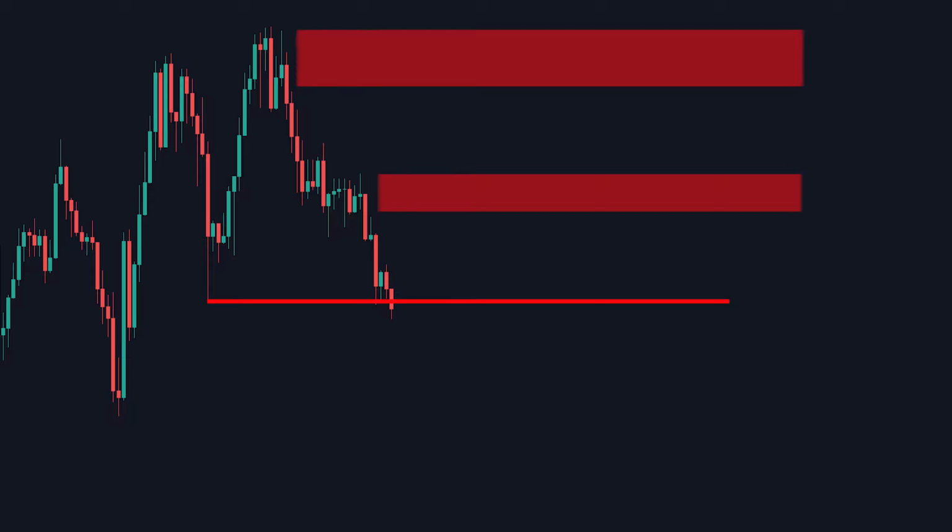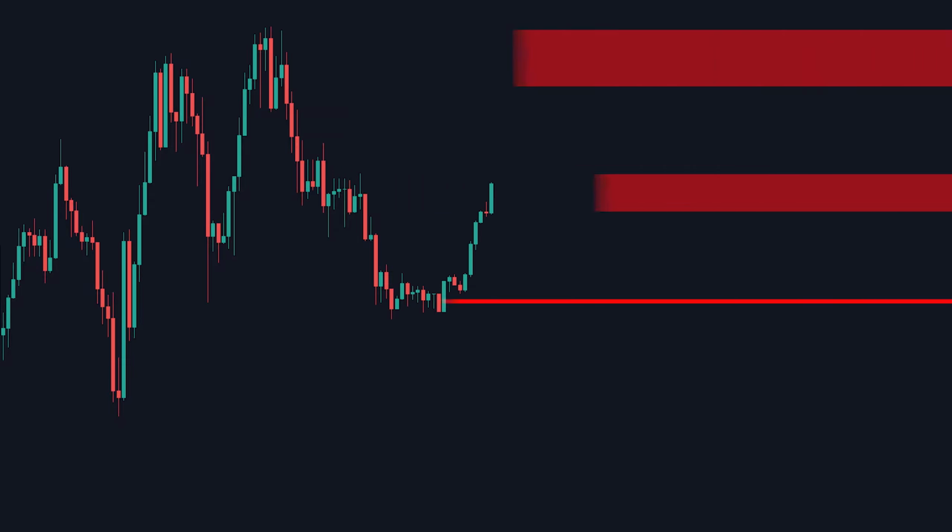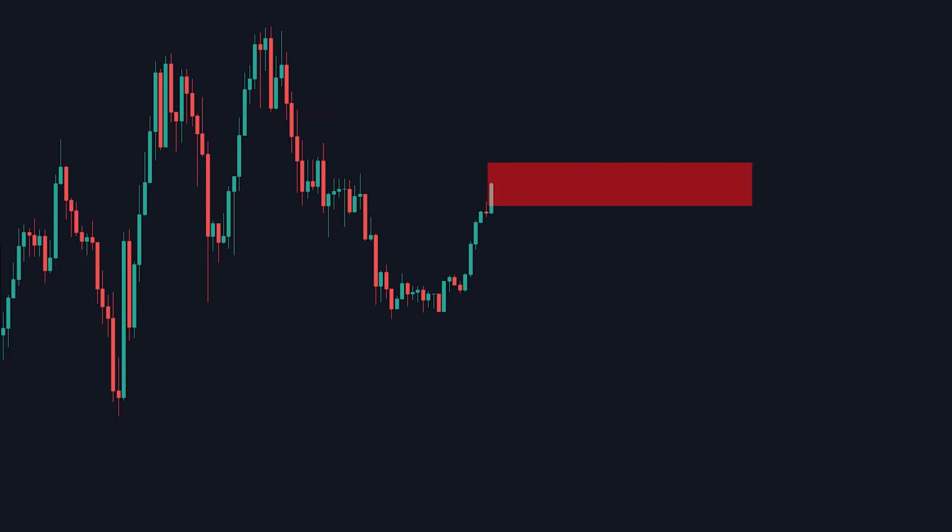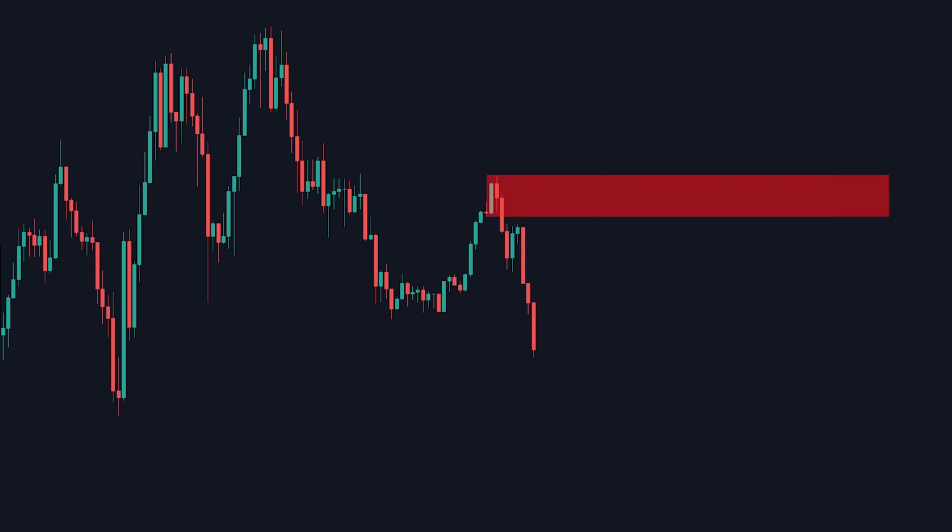So in return, we mark our areas of supply. Price comes back up to this zone, we enter, set our stop loss right above the area of supply, and set our take profit at the recent lows. Boom, we got an easy winning trade. But wait, we're not done. Price created another area of supply up here and we're still in a downtrend. So we wait for price to come up to the supply. Enter, set our stop loss above the area of supply, target recent lows, another winning trade.